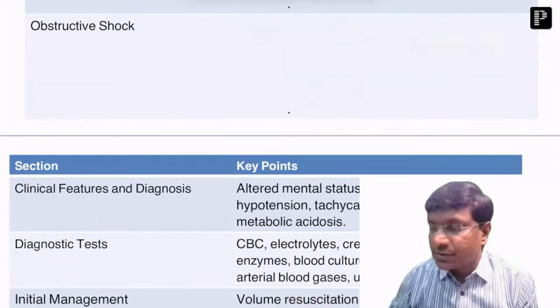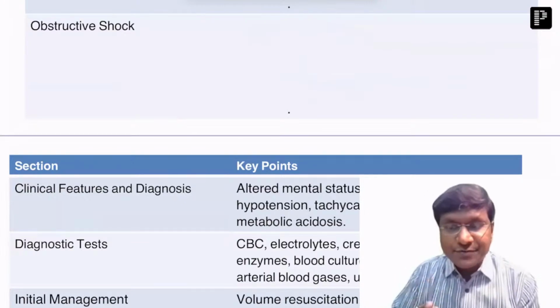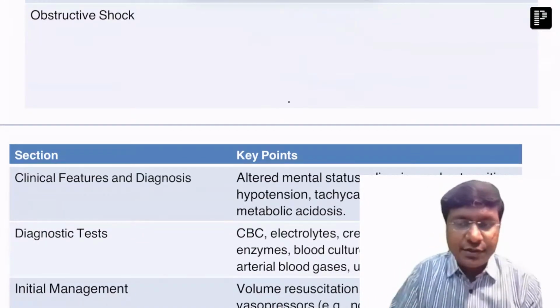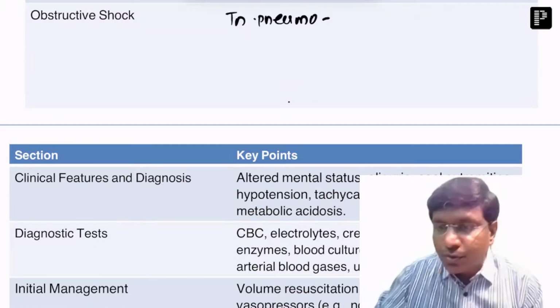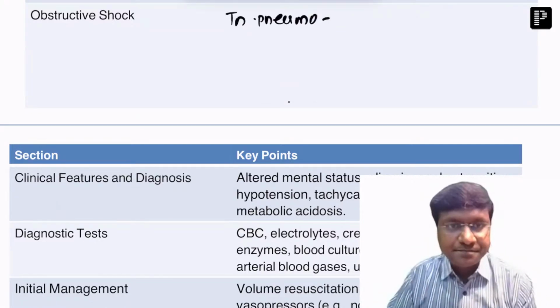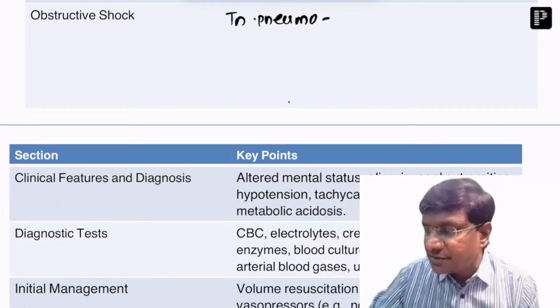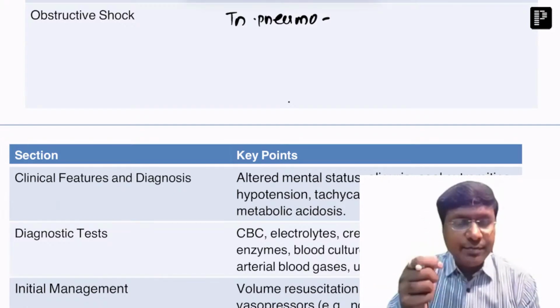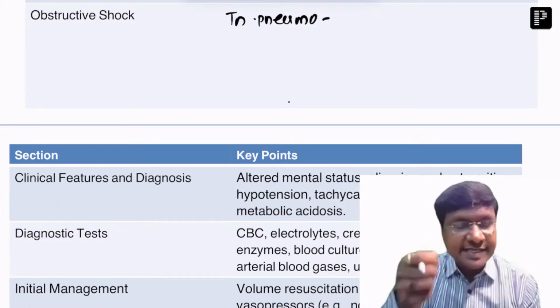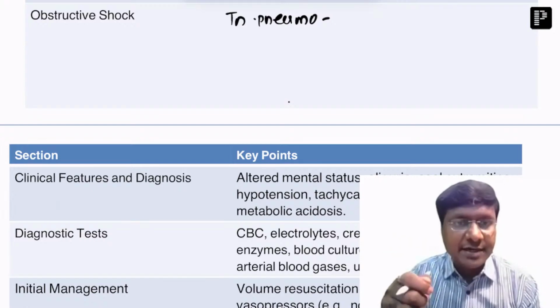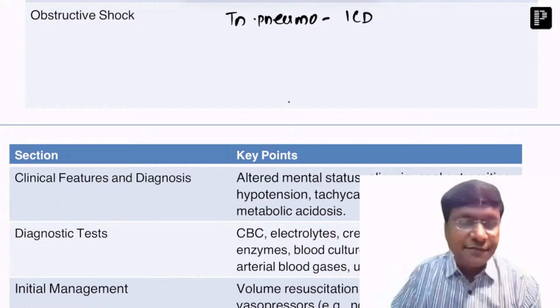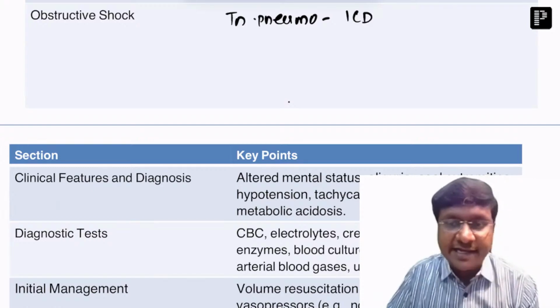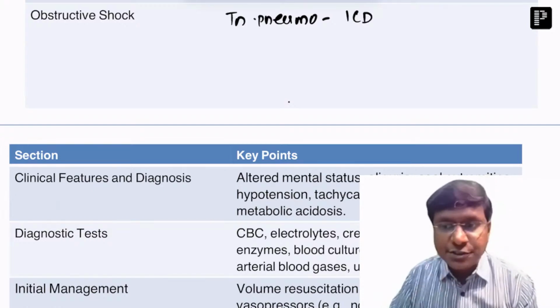Now, coming to the obstructive shock. One of the etiologies for obstructive shock is tension pneumothorax. So what do you need to do for tension pneumothorax? You need to do emergency decompression. That emergency decompression is that you need to take a wide bore needle and puncture the second intercostal space in the midclavicular line. And followed by that, you need to place an ICD in the fifth intercostal space in the mid-axillary line. Okay, that is, decompression should be done.